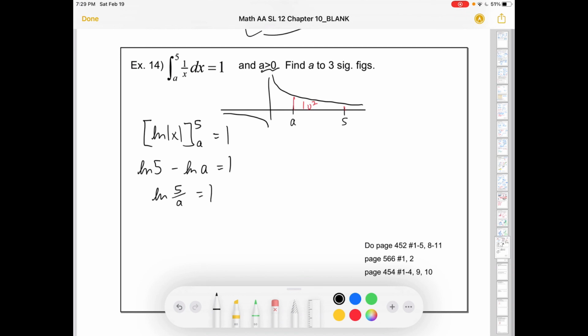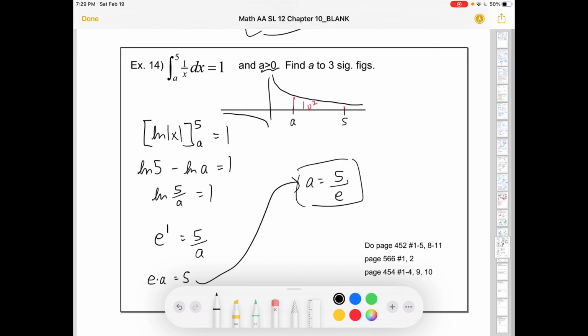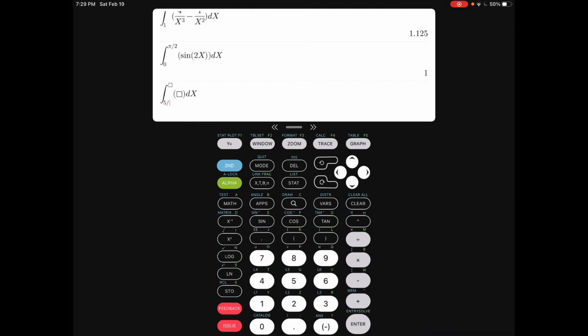And if we convert to exponential terms, that means we have a base of e, we'd have an exponent of 1 equals 5 over a. Or if we multiply, e times a equals 5, or a equals 5 over e, which you can get as a decimal approximation if you like, but there it is, just perfectly. Again, we can check this in the calculator. I'm not going to go down any sort of graphical rabbit hole. I'm just going to get it to figure this out for me using its definite integral function. And it's going to tell me 1, which is fantastic.